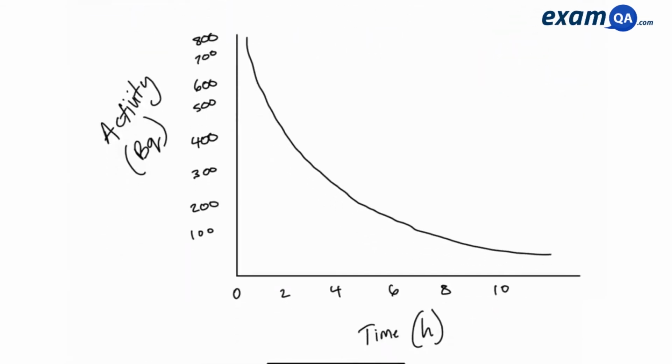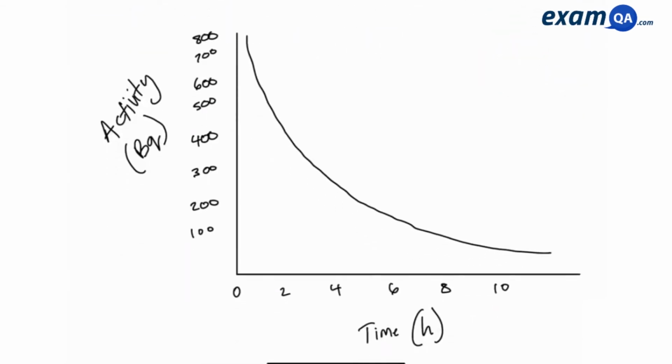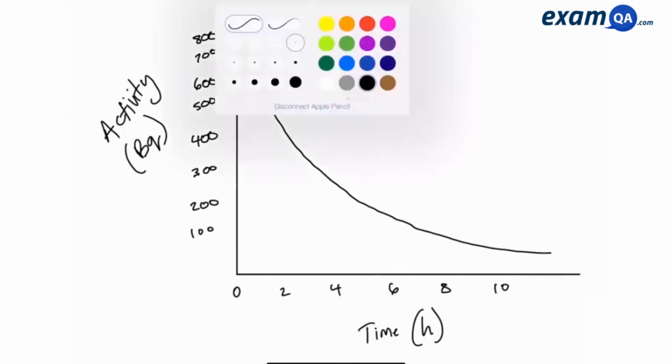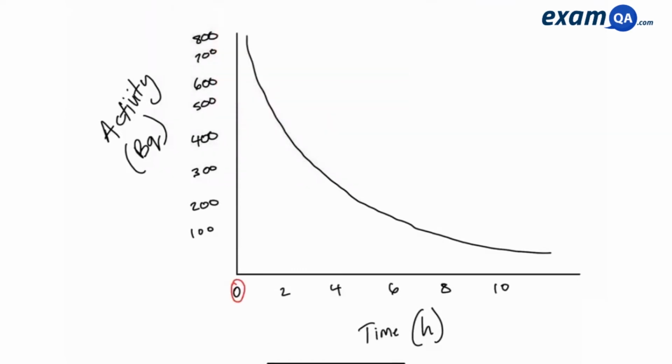Another way is by using the graph. So they could give you this graph and say work out half-life using the graph. So what you do is you go to where time is 0 and you work out the radiation. So right now it's 800. Then you half it. So 800, half of that is 400. So then you go to 400 and you see where that goes up to. So that is at 2 hours. So that shows us that the half-life is 2 hours.